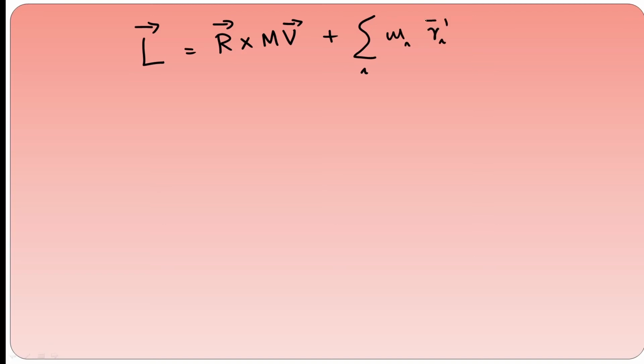Now let us write it here. L equal to R cross MV plus summation over Mi Ri prime cross Ri prime dot. This is the angular momentum. This is the most general expression. It can be evaluated in various ways.